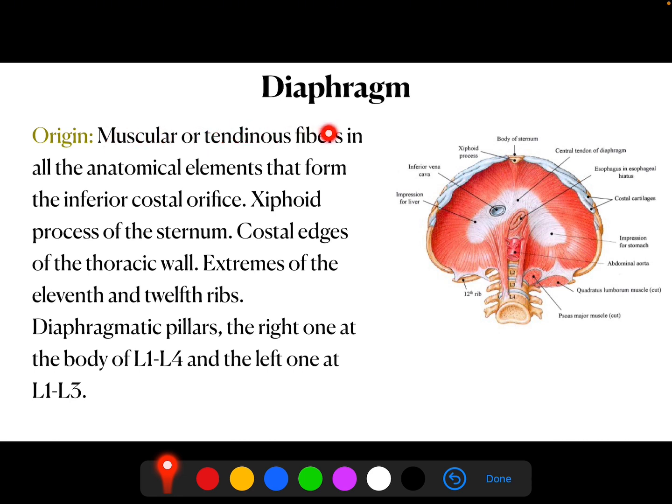Muscular or tendinous fibers in all the anatomical elements that form the inferior costal orifice: the xiphoid process of the sternum, costal edges of the thoracic wall, extremes of the 11th and 12th ribs, and the diaphragmatic pillars of the diaphragm, which are these two, the right one at the bodies of L1 to L4 and the left one at L1 to L3.